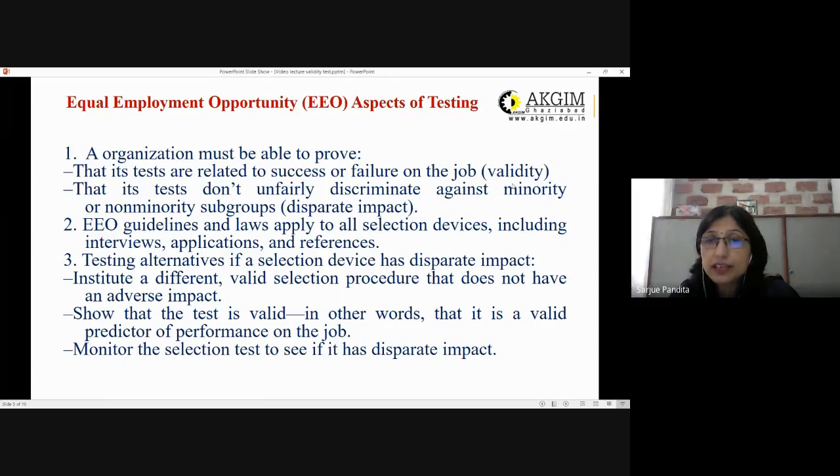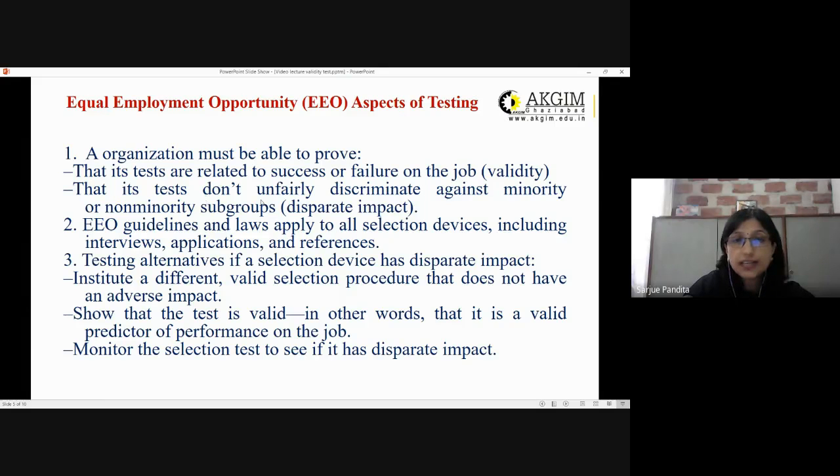That means valid. If your organization is not able to make out whether the test which they are using for selection of a potential candidate is valid, then obviously you are going to land up with candidates which might not be suitable for your organization. So it will land up in the failure of the test. If on the application of the test it is not giving you suitable potential candidates for your organization, then in that case your test is not valid.